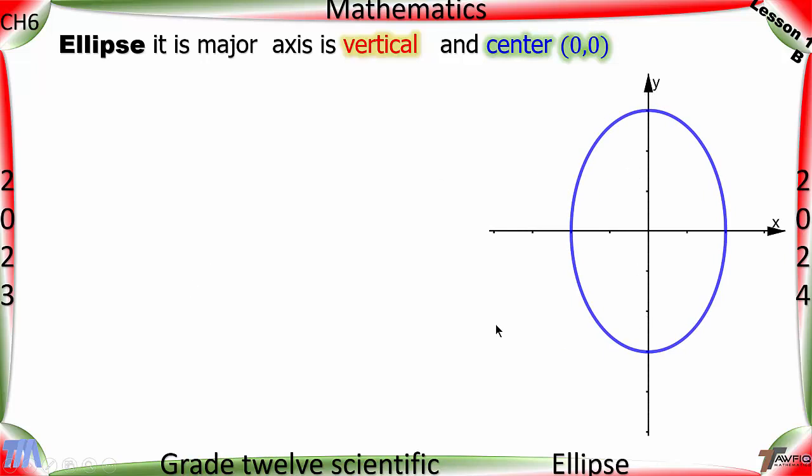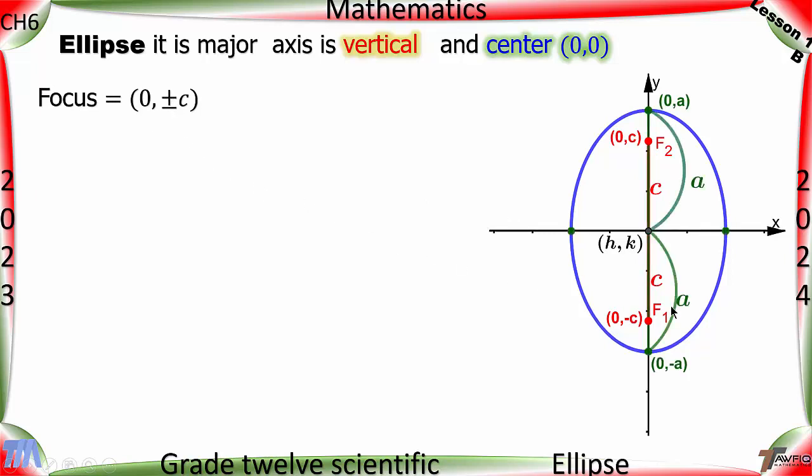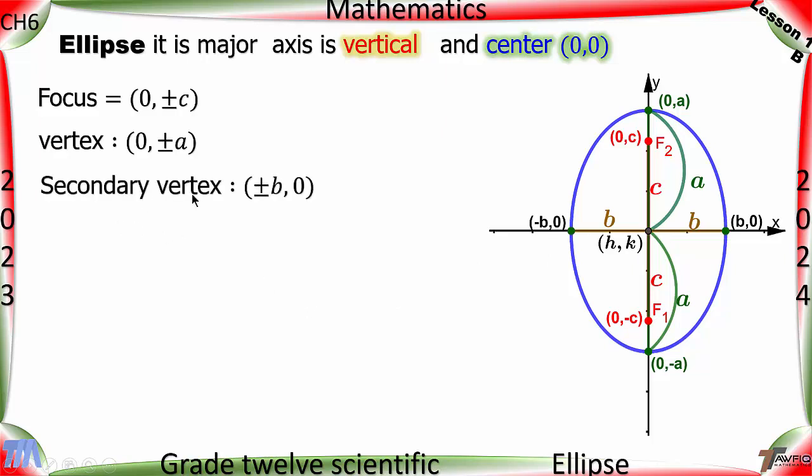This is the graph. If the distance between the center and F1 is c, and between the center and F2 is c, then the two foci are 0, plus or minus c. If the distance between the center and the vertex is a, the two vertices are 0, plus or minus a. And if the distance between the center and the secondary vertex is b, the two secondary vertices are plus or minus b, 0.